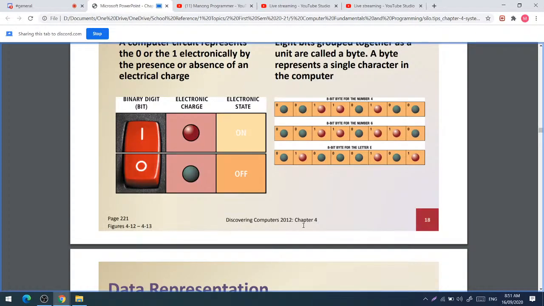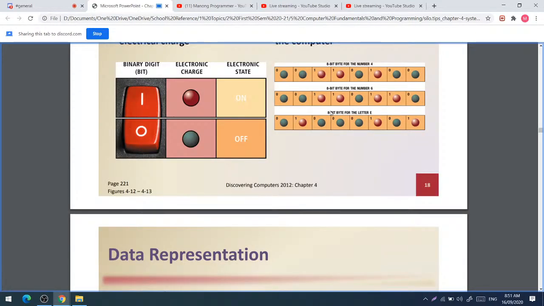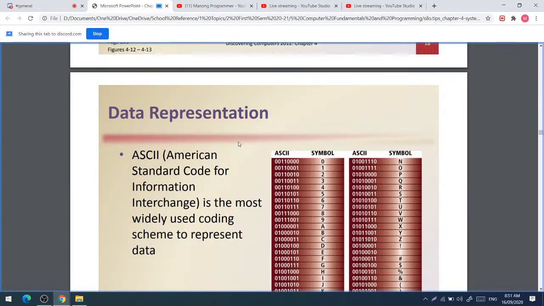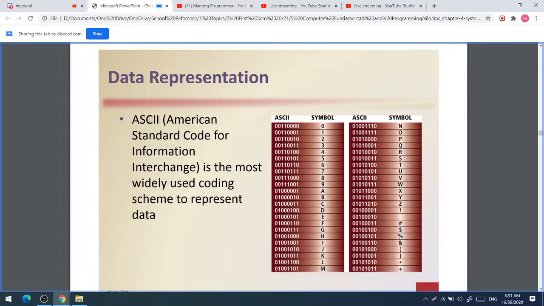Sir, where does that data representation come from? That is the ASCII, pronounced as ASCII. American Standard Code for Information Interchange. It is the most widely used coding scheme to represent our data. So you see here, we have 0 to 9, A to Z.